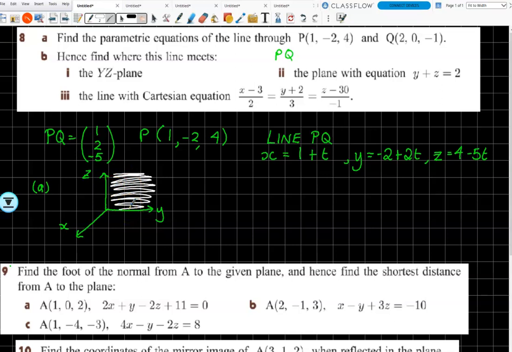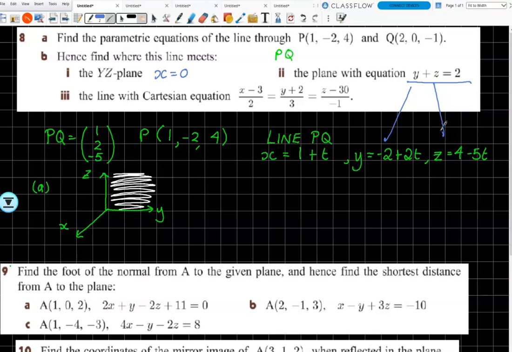When it's cutting the YZ plane, it's basically code for you have to make x 0. So we look over at our equation and ask what value would make x 0? Minus t. Now find where the line meets the plane. Again, we've got y plus z equals 2. We can't help but want to sub. So we sub in the y value, sub in the z value, and once again we solve for t.